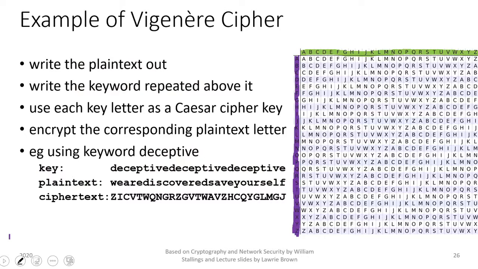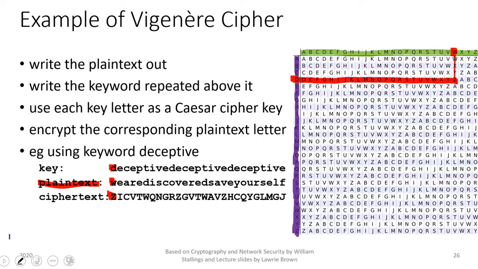Now if we take the example here, we start with the plain text, and the first letter of the plain text is W. So we go to the column of W, and then we go to the key, which is composed of the keyword stream. The first letter there is D, so we select the row D, and the ciphertext would be the corresponding letter between this column and row. That would be Z here, which is the ciphertext.